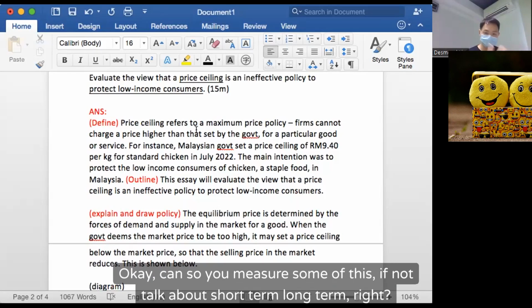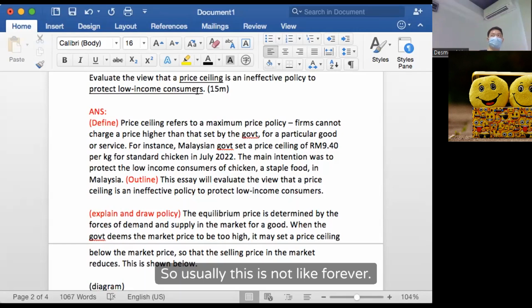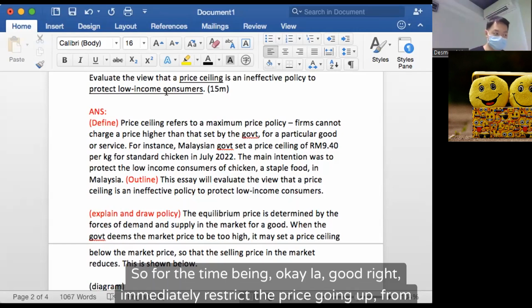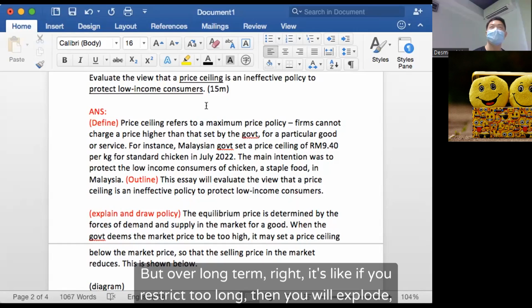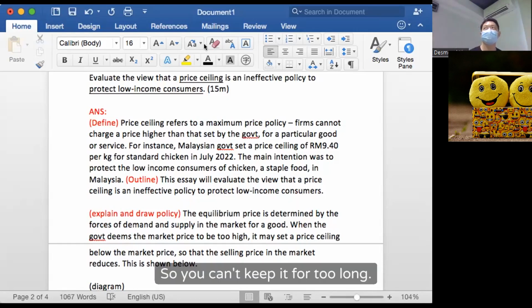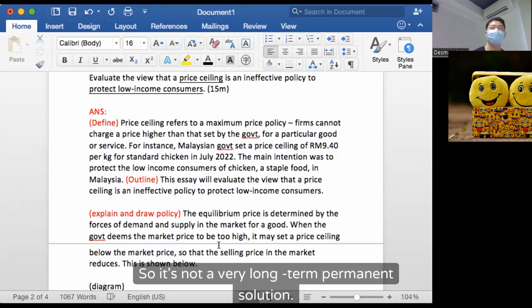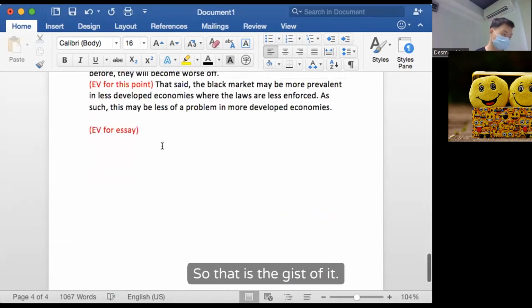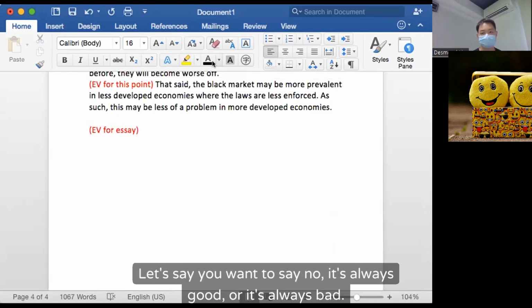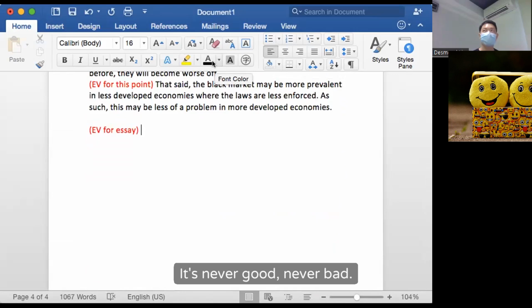Okay, can. So you mentioned some of this. You've not talked about short term, long term. Usually this is not forever. For the time being, it's good, you immediately restrict the price from going up. But over the long term, if you restrict too long, then it will explode. So you can't keep it for too long. So it's not a long term permanent solution. That is the gist of it. Of course, you can argue otherwise, like you want to say it's always good or it's always bad, up to you.